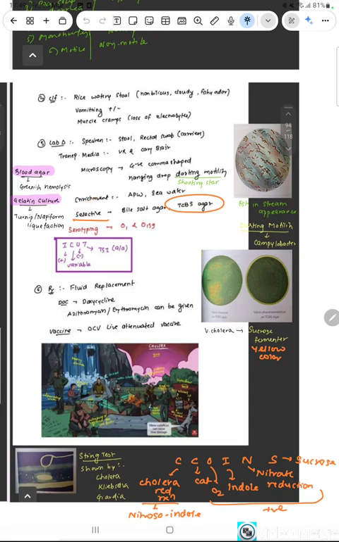Enrichment media is the alkaline peptone water, the sea water. Selective agar is TCBS agar, that is thiosulfate citrate bile salt sucrose agar. And serotyping is done, it is O1 and O139.